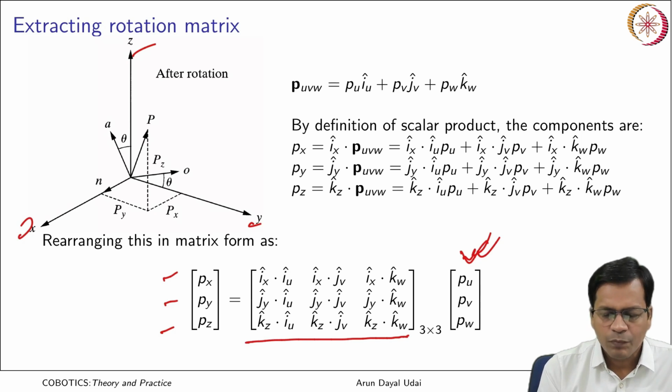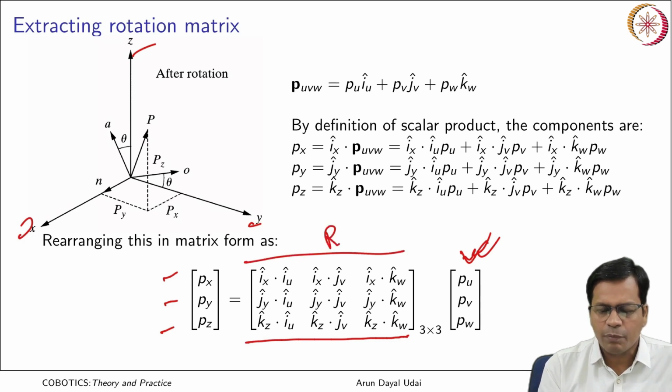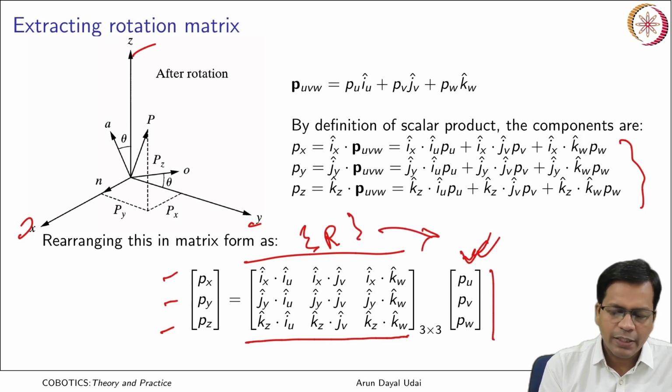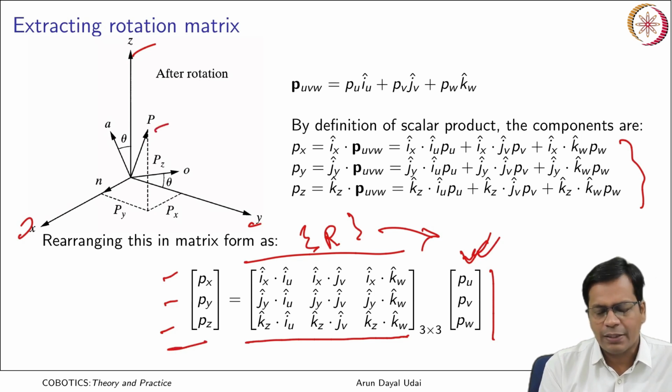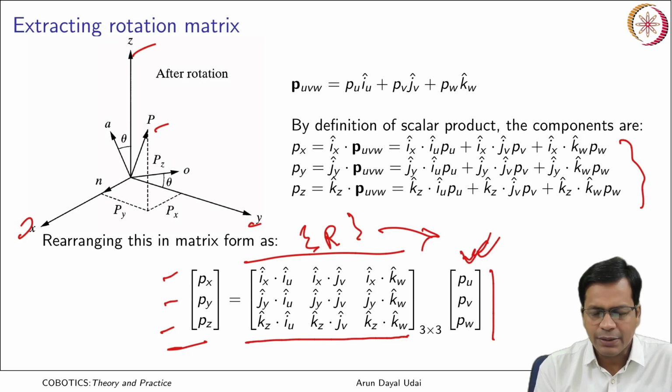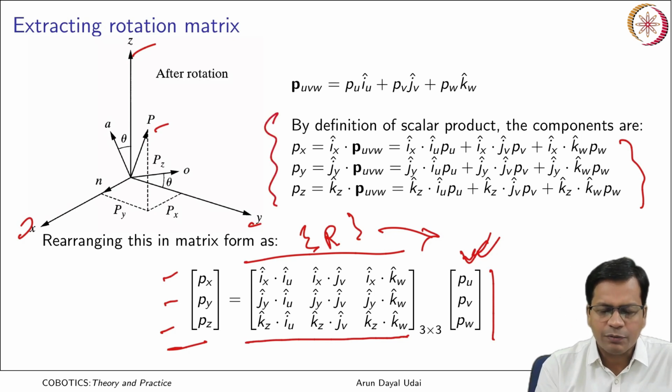This is the desired rotation transformation matrix, which after rearranging does what I intended. It becomes the operator which is applied to PUVW and gives me the point P rotated about the x axis by an angle theta. The same can happen for rotation about any axis, because this is a general transformation.